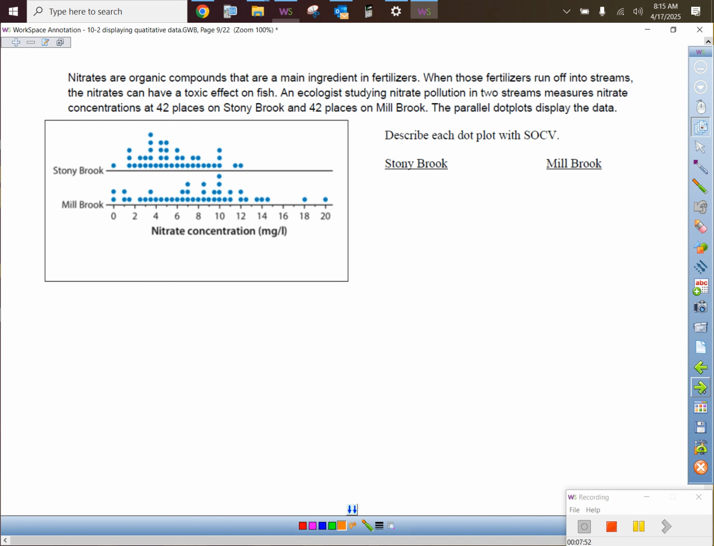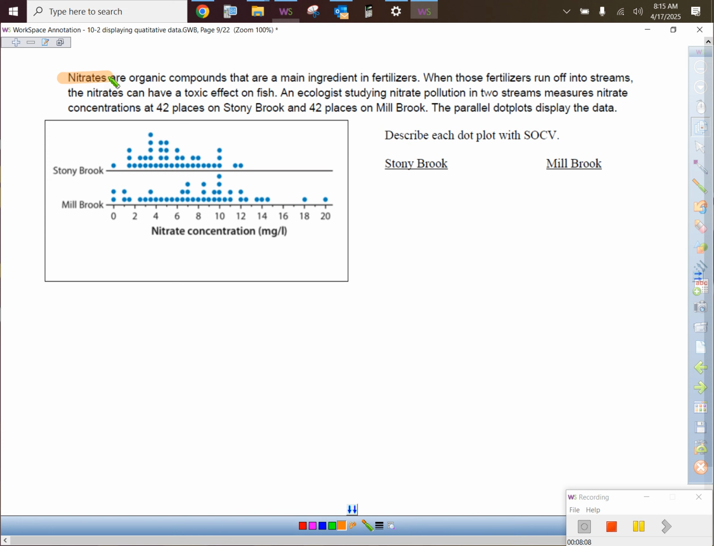So let's do it. Here's a couple of dot plots about some weird data. I know it's kind of strange, but nitrates are organic compounds that are a main ingredient in fertilizers. So we know what fertilizer is. It makes grass grow better and all that stuff. They put nitrogen in there, aka some nitrates. When fertilizers run off into streams, they can have a toxic effect on fish. So they did all this, and then the rain happened, and all that stuff went into the rivers, and it could do something bad to fish.